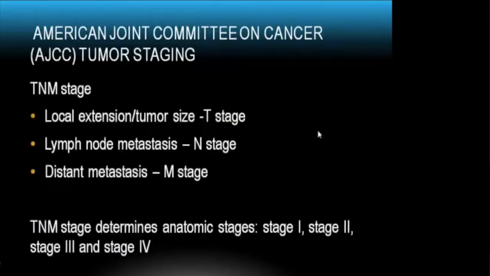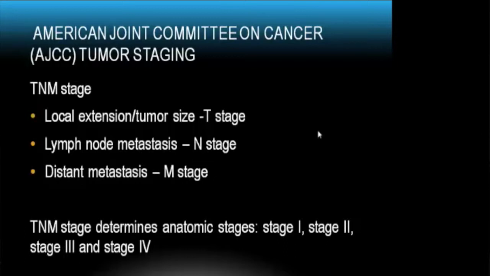So how do we stage a tumor? We use the AJCC staging system. In the AJCC staging system, there are 2 types of stages. One is called TNM stage, and the second one is called anatomic stage. TNM stage includes T stage, N stage, and M stage. T stage, also called tumor stage, is designated for local tumor extension or tumor size. N stage is designated for lymph node metastasis. If there is tumor in the lymph nodes, it is called N1. No tumor is called N0. M stage is for distant metastasis. Positive is called M1, negative is called M0.